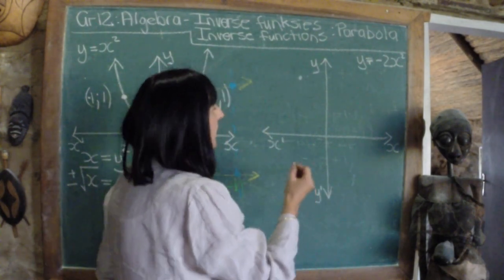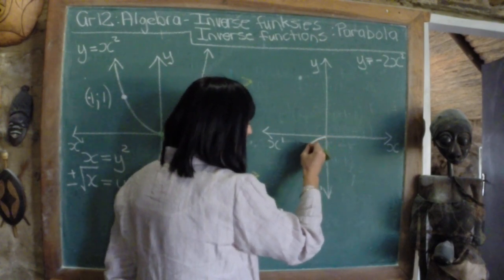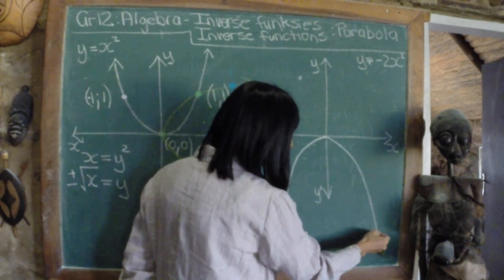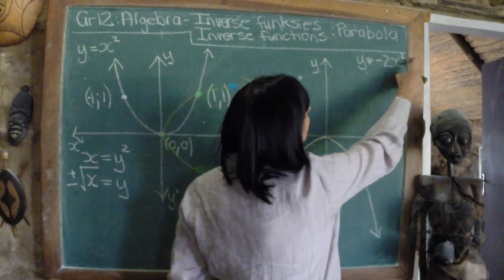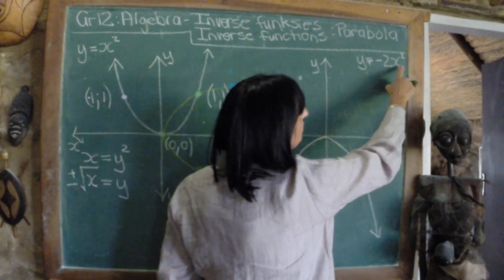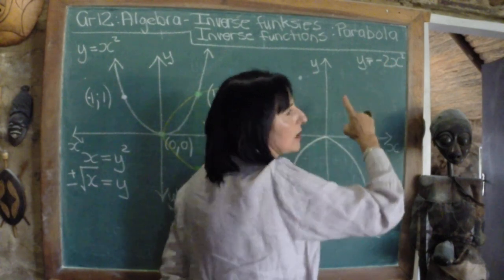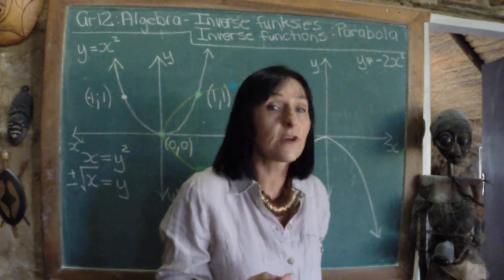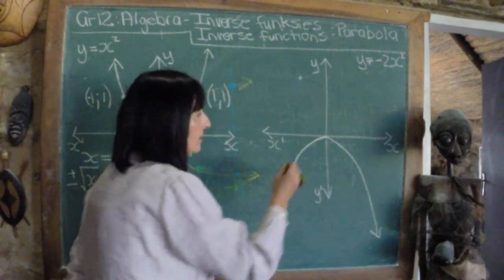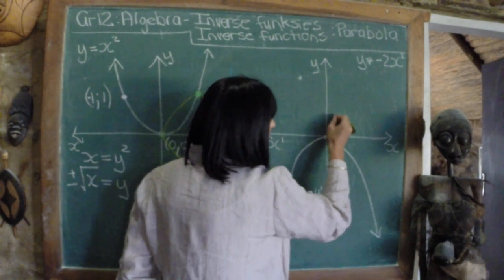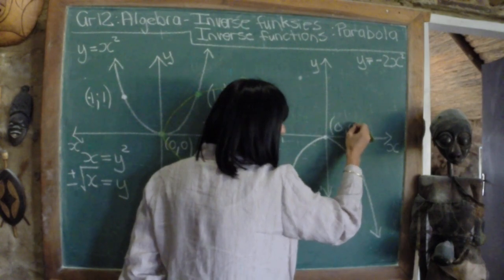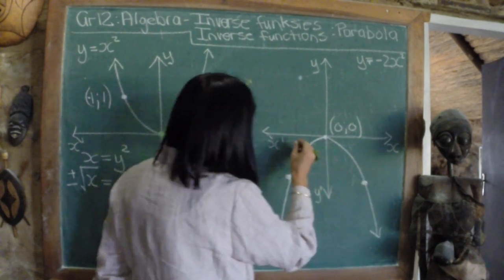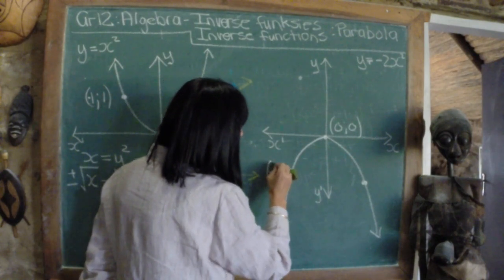Hierdie parabool het glad nie geskuif op of af nie, ook nie links of regs nie, want daar is nie 'n p-waarde within my x, there's no shifting left to right, and there's also not a q value that shifted it up or down. So that's gonna be my origin, en dan moet ek 2 punte hierop uitwerk. Kom ons gebruik weer die waarde min 1.